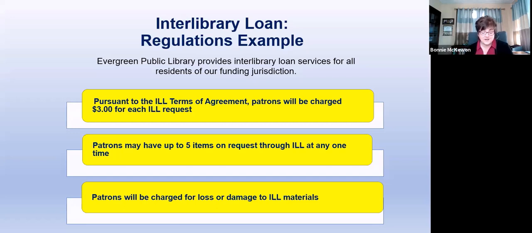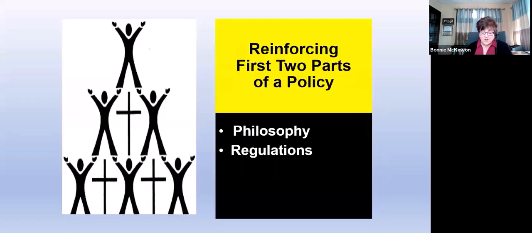And it shouldn't be surprising that if people lose or damage materials borrowed from other libraries, then they'll need to pay for those items, just as they would if the books came from their own local library collection. This is a logical regulation, probably not too surprising, but still a good thing to state up front. So again, these are just sample but very common regulations, things that patrons need to know to take advantage of interlibrary loan service. For now, with this module, we'll leave things here having looked at two parts of a policy, the service philosophy and the regulations.